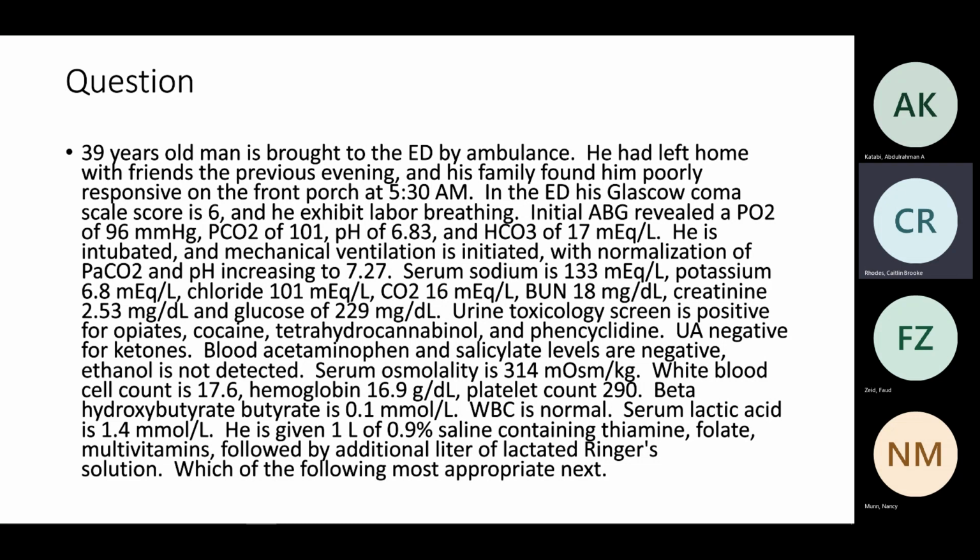Urine toxicology screen is positive for opiate, cocaine, tetrahydrocannabinol, and phencyclidine. UA is negative for ketone. The blood acetaminophen and salicylate levels are negative. Ethanol is not detected. Serum osmolarity is 314. White blood cells 17.6. Hemoglobin 16.9. Platelets 290. Beta-hydroxybutyrate is 0.1. Serum lactic acid is 1.4. He's given 1 liter of 0.9 saline containing thiamine, folate, and multivitamin, followed by an additional liter of lactated Ringer's solution. Which of the following is most appropriate next?